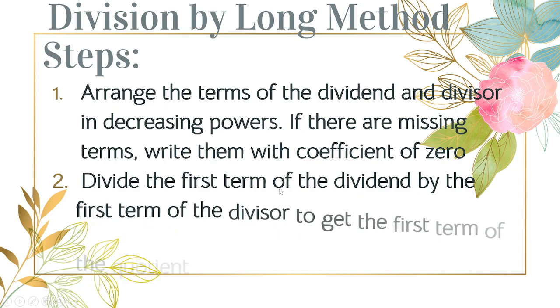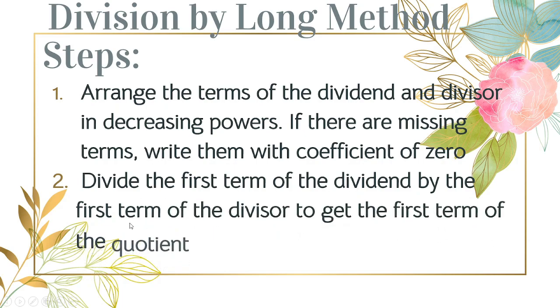And second, divide the first term of the dividend by the first term of the divisor to get the first term of the quotient. So going back to number 1, when we say decreasing powers, exponents must be from highest to lowest. And missing terms means if you see that upon arranging the terms, one exponent is missing, then you have to write them as coefficient of 0.